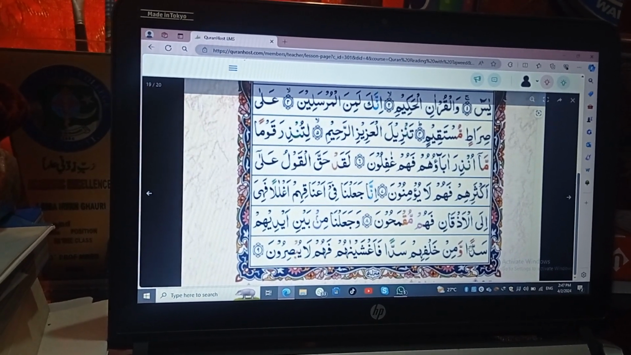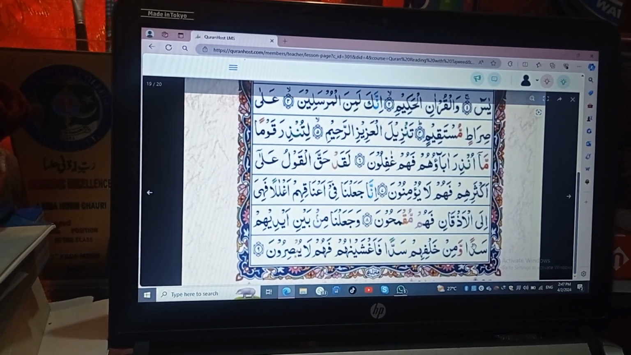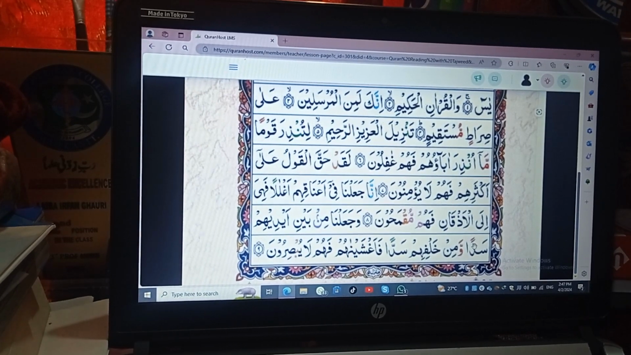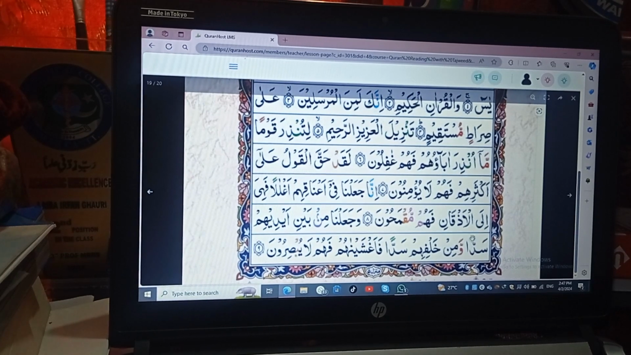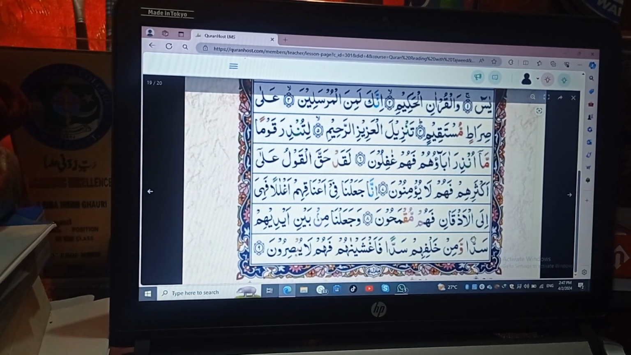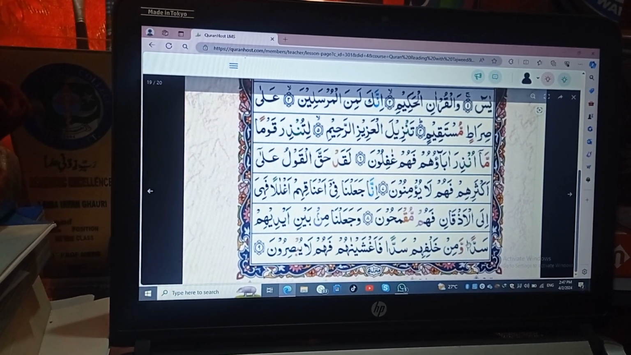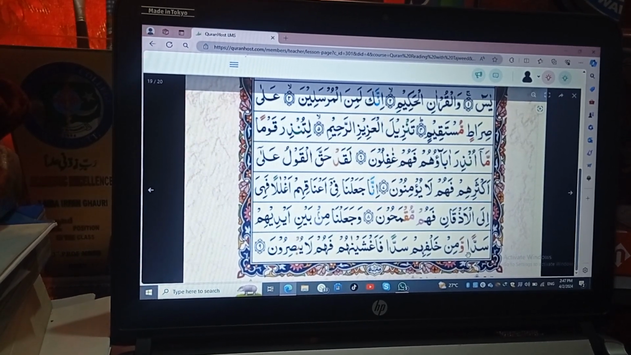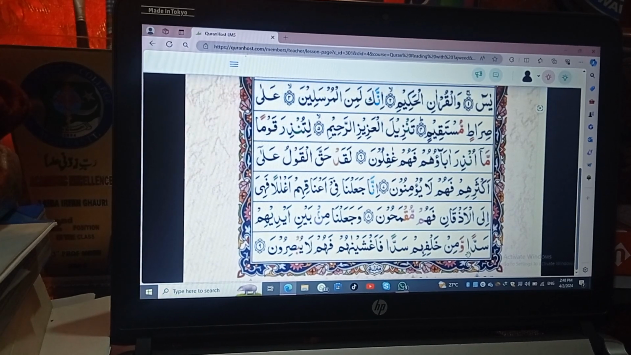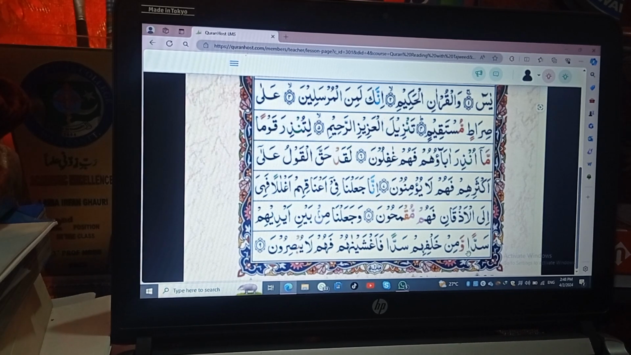Okay, then whenever there is noon sakin or tanween, there is another rule which we have to follow. Here you can see that the sign of duplication is present, and this letter is followed by tanween here. So now you have to follow the rule of idgham or combination. What does this rule say? Whenever there are harufe yarmaloon followed by noon sakin or tanween, we have to follow the rule of combination.